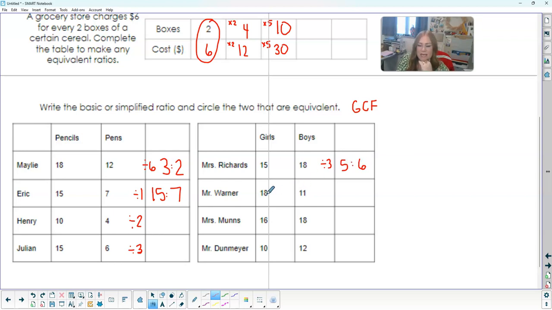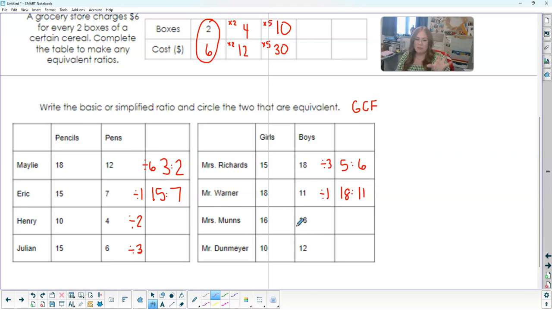Hey, Mr. Warner has 18 and 11. 11 can't, 10 can't. 9 goes into 18, but not 11. 8, no. 7, no. 6, no. 5, no. 4, no. 3, no. 2, no. 11 is a prime number. Its only factors are 1 and 11. So this one is going to stay the same.